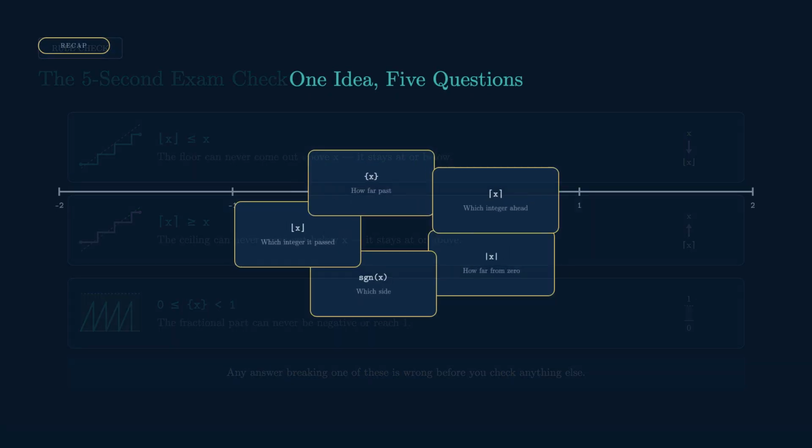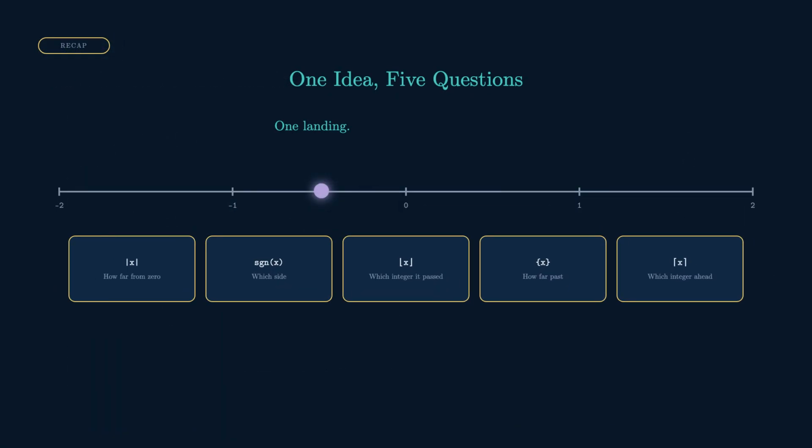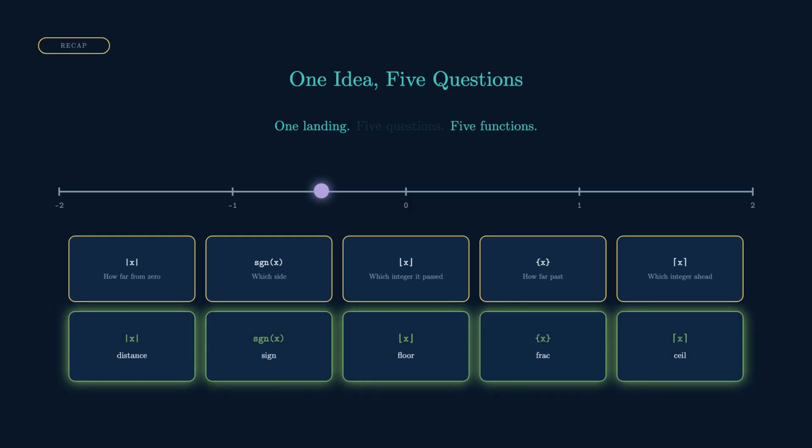So that's it. One number lands between two integers, and 5 functions just ask 5 different questions about that landing. How far from 0, which side, which integer you passed, how far past, which one you're heading toward. Stop thinking about decimals and the negatives stop being scary.